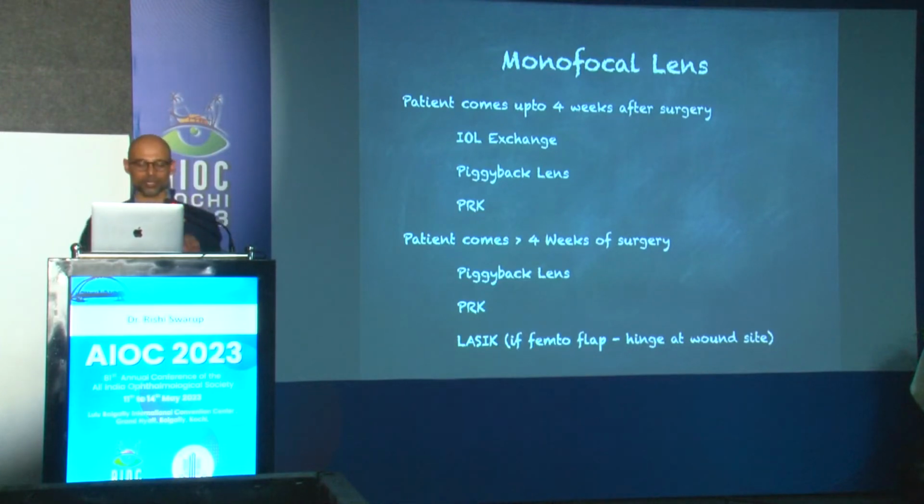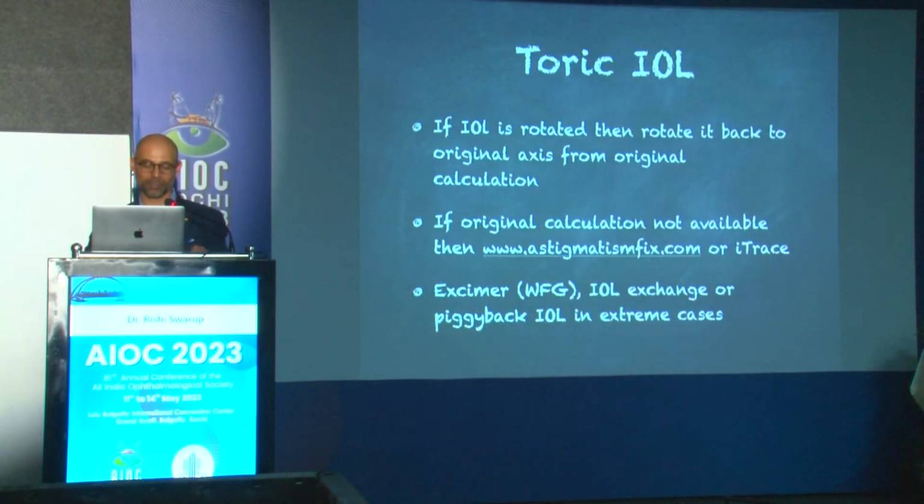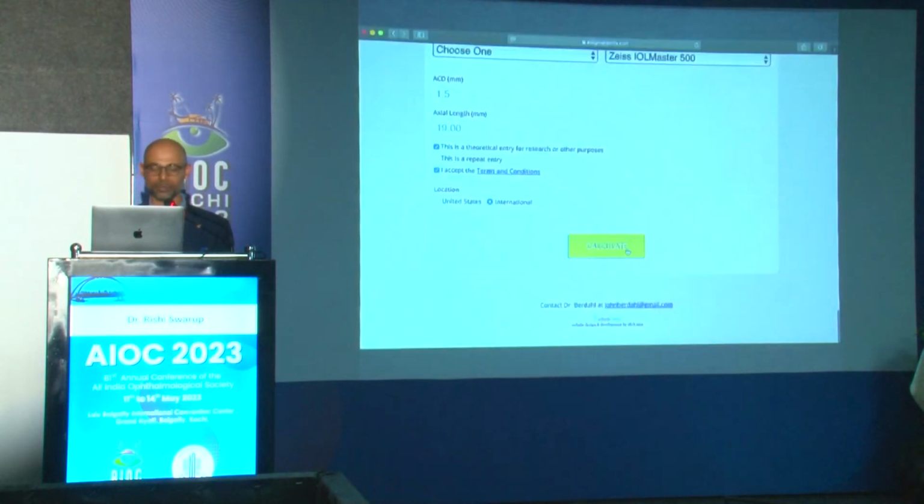If you're doing a LASIK, make sure if you're doing a femto flap, the hinge is at the wound site. Otherwise, you'll end up with a problem in the flap. If it's a toric IOL, if the IOL is rotated, then you need to go and put it back in the original axis. If you have the original calculation, just look at that and fix it. If you don't have it, you can use astigmatismfix.com, or you could use an aberrometer like iTrace to help you plan the rotation. Excimer laser treatment or an IOL exchange or a piggyback IOL could also be done in extreme cases.